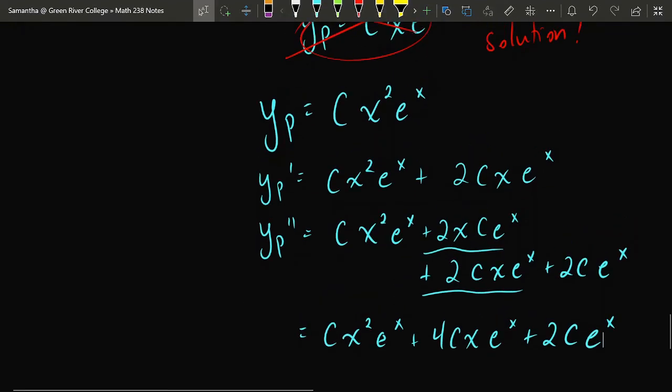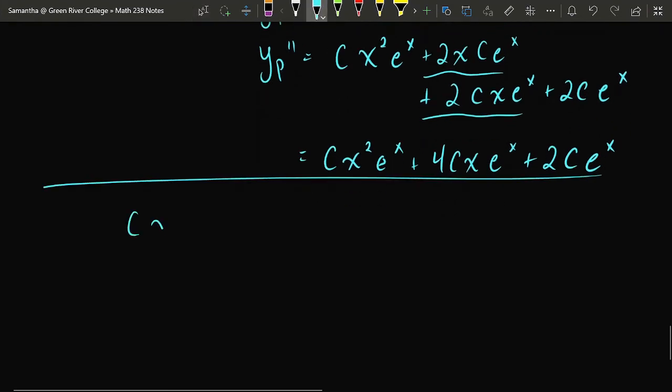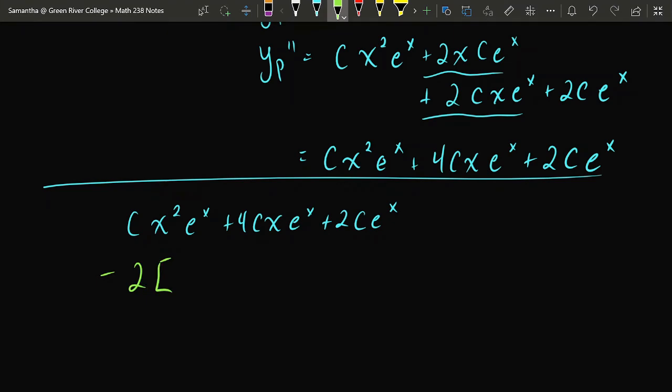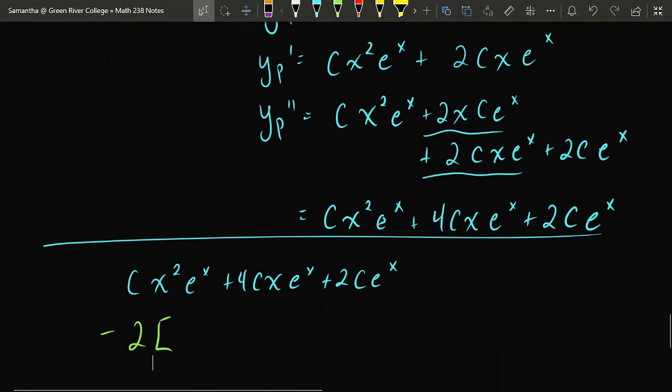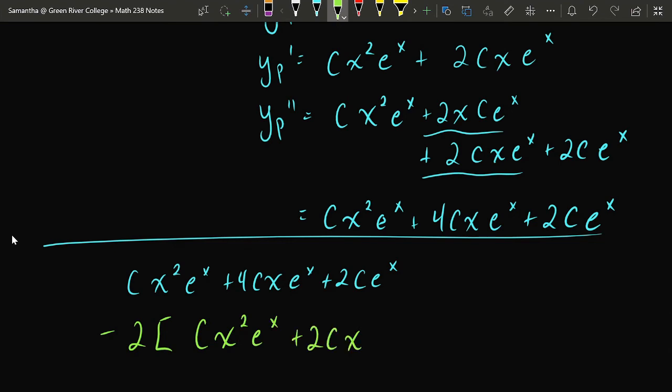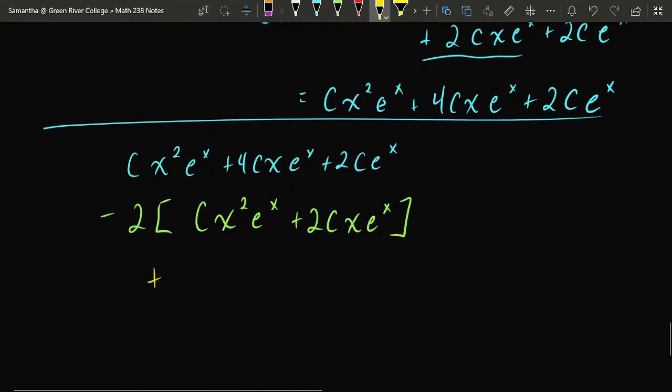So let's stick all of this into our differential equation. Here is y double prime minus 2 times y single prime plus y with no primes, and I need that to be equal to the e to the x on the right side.